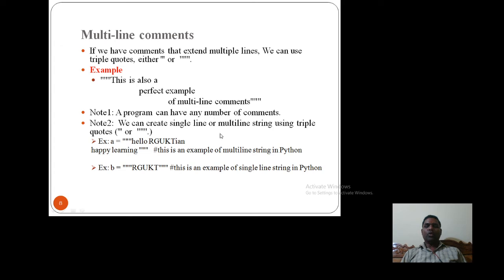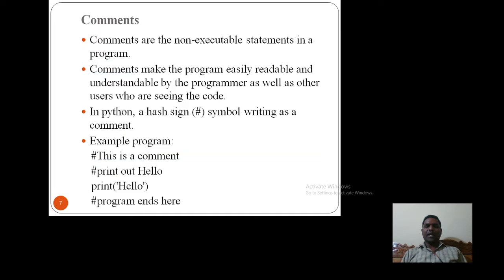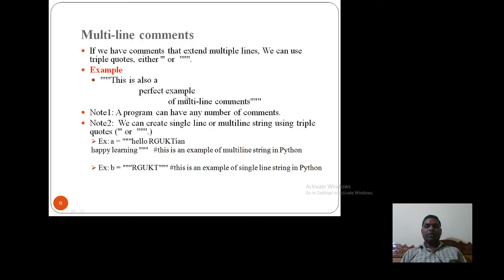Here you can observe two notes in this slide. The first note says that a program can have any number of comments. That means in one program I can write multiple comments at a time. As I said in the previous slide, in this particular program I have 3 comments. In the same way, I can write n number of multi-line comments or n number of single-line comments in a single program. The second note says we can create a single-line or multi-line string using triple quotes, single triple quotes or double triple quotes. So triple quotes are useful to create a single-line or multi-line string also.